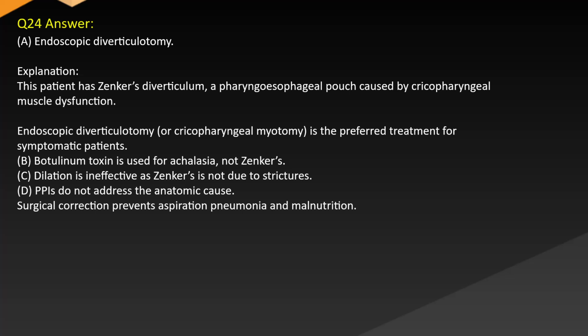B. Botulinum toxin is used for achalasia, not Zenker's. C. Dilation is ineffective as Zenker's is not due to strictures. D. PPIs do not address the anatomic cause. Surgical correction prevents aspiration pneumonia and malnutrition.